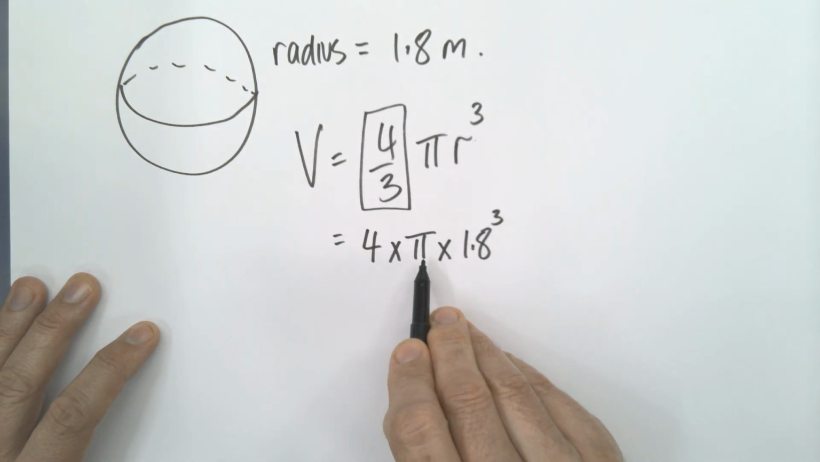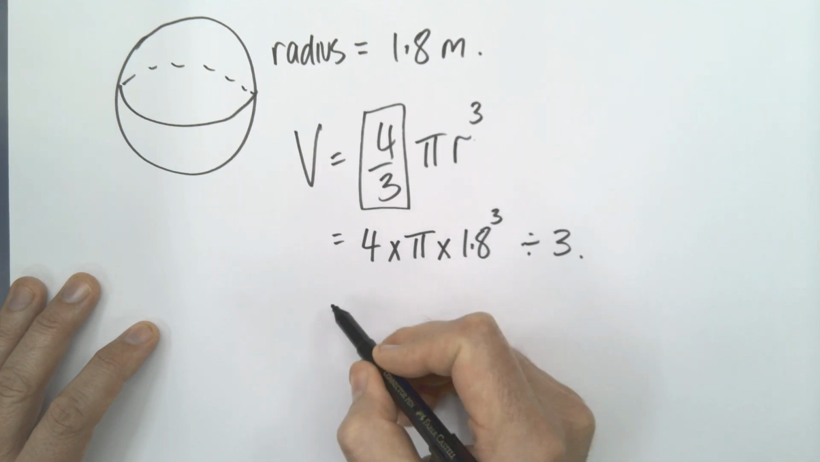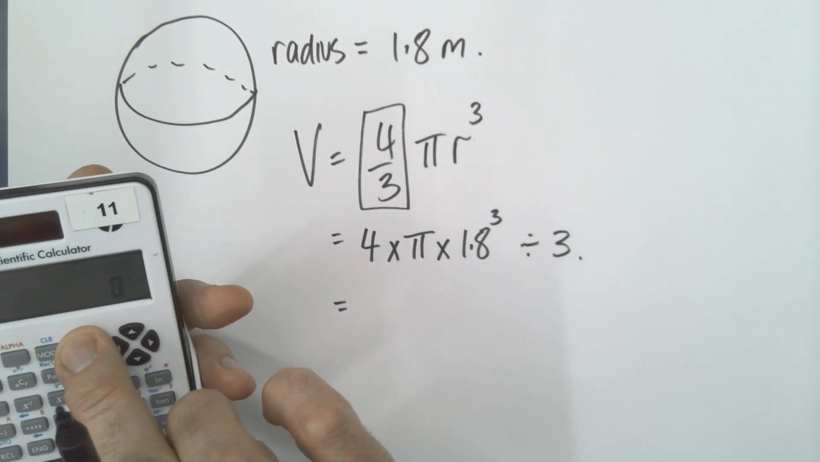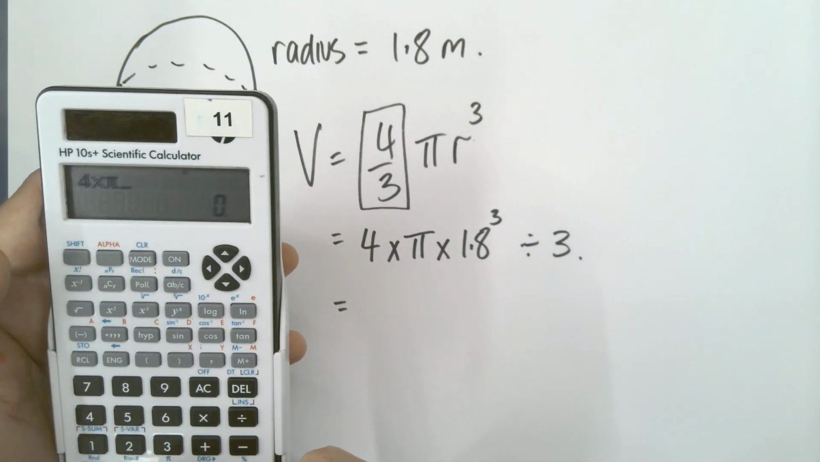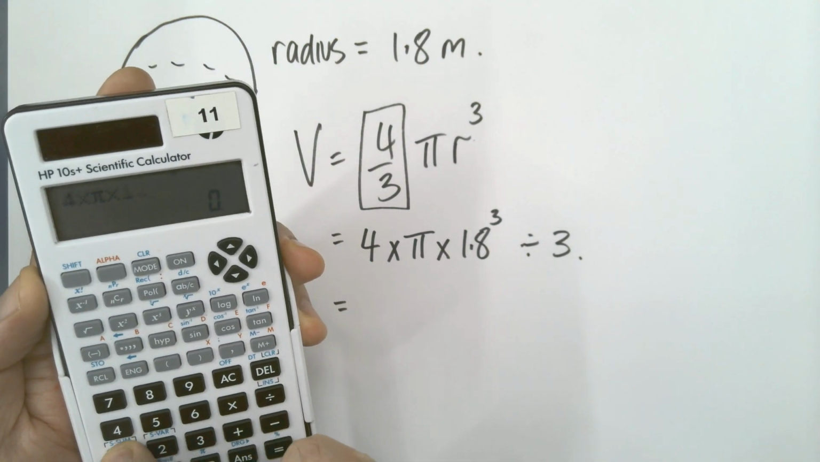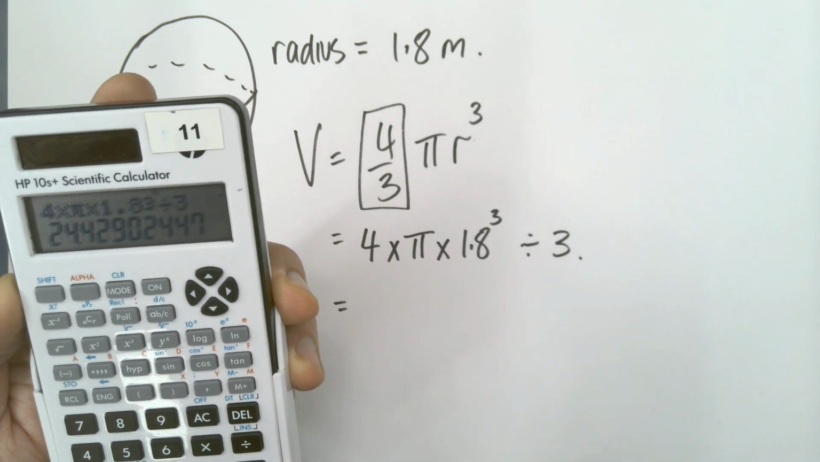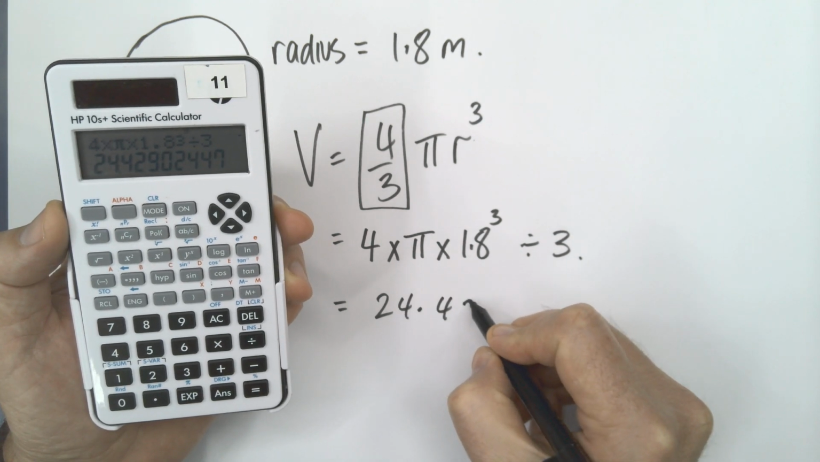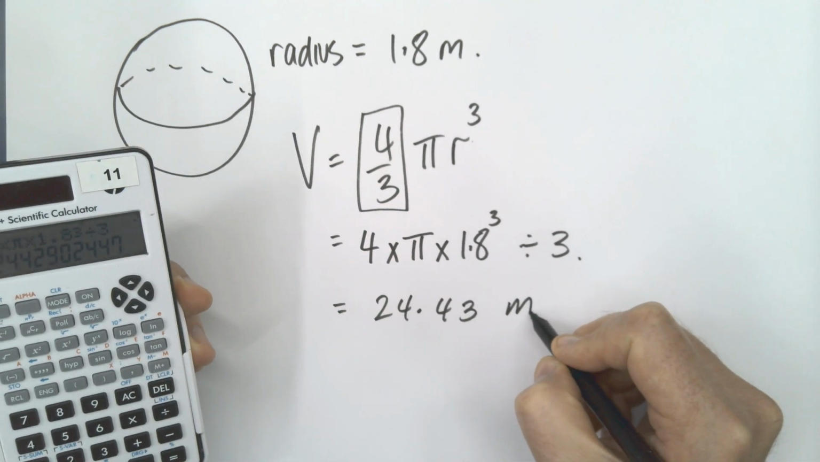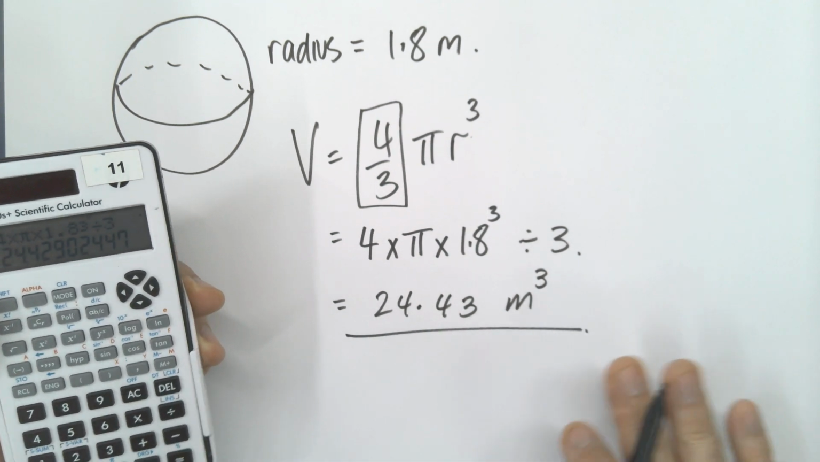So that's 4 times pi times r cubed, and then divide 3. So 4 times pi times 1.8 cubed, and then I go divide 3, is 24.43 meters cubed. Okay, let's do another one.